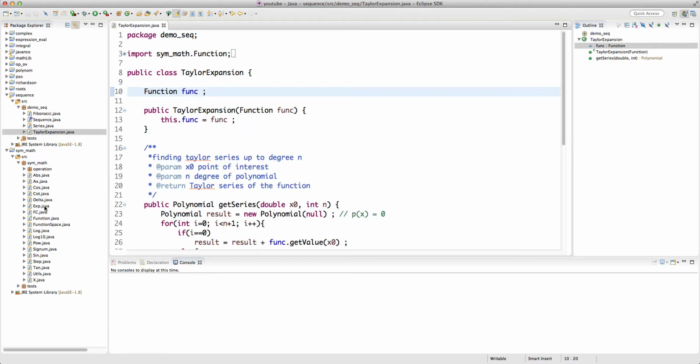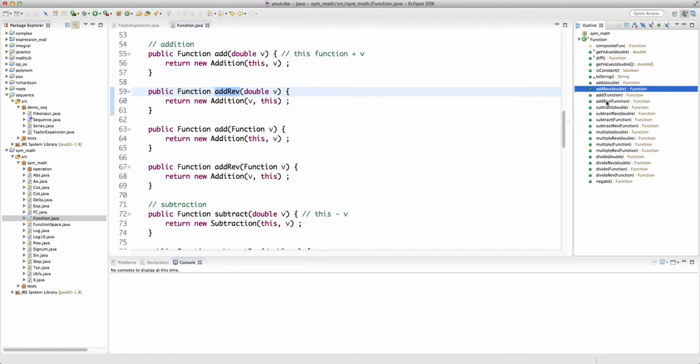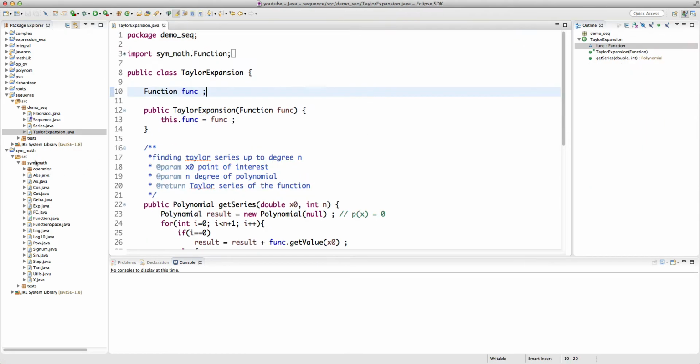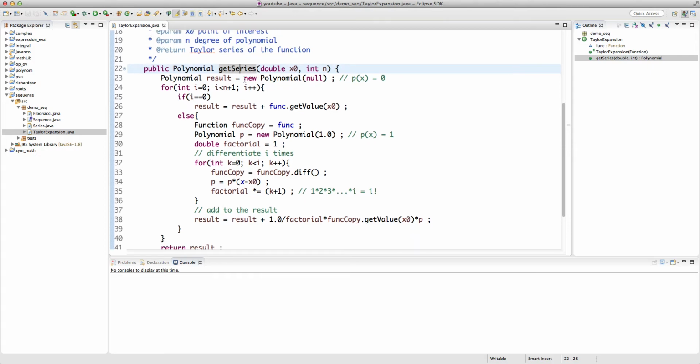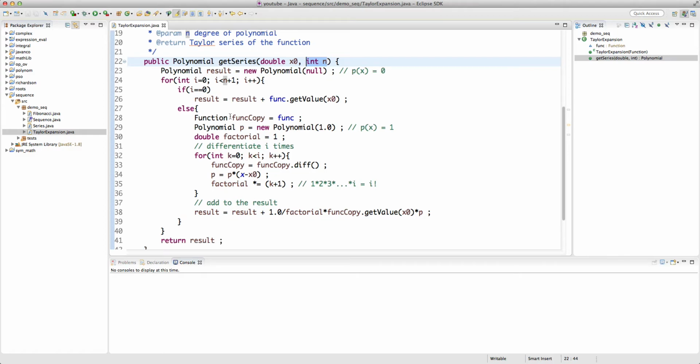And we implemented operator overloading for this function, like add, subtract, multiply, divide, and negate. In the Taylor expansion, we have a method called getSeries, and here we are just creating the result. Basically we're calculating the Taylor expansion at x equals x0, and for n terms, or the degree of the Taylor polynomial is n. We start with a 0 polynomial, and for the 0th term, it's just the value of the function at x0. There is no derivative.